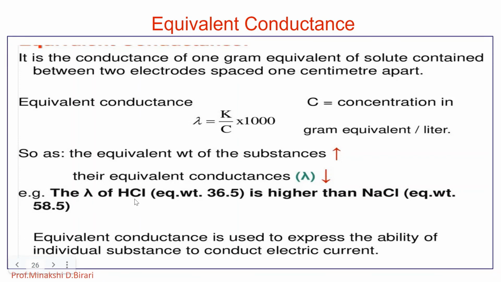So equivalent conductance is used to express the ability of individual substance to conduct electric current. As the equivalent weight of the substance increases, their equivalent conductance decreases. Equivalent conductance or lambda is never determined directly, but it is calculated from its specific conductance and concentration.